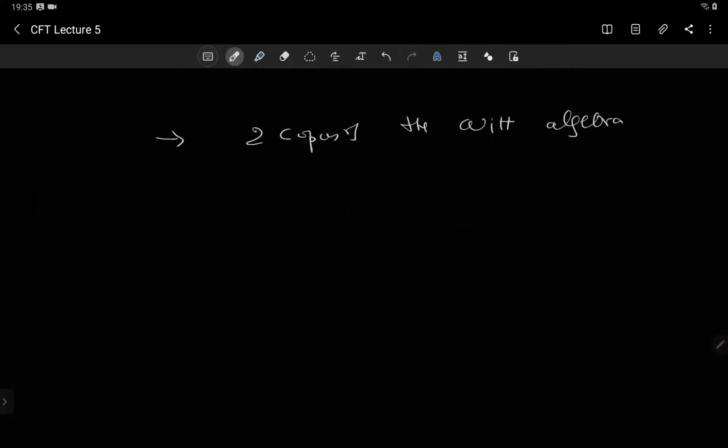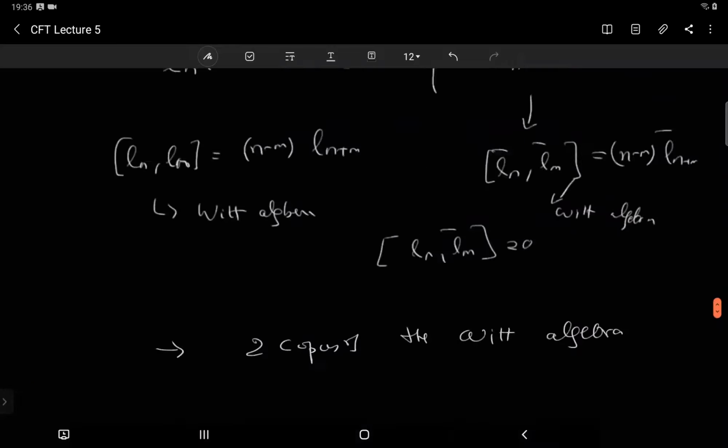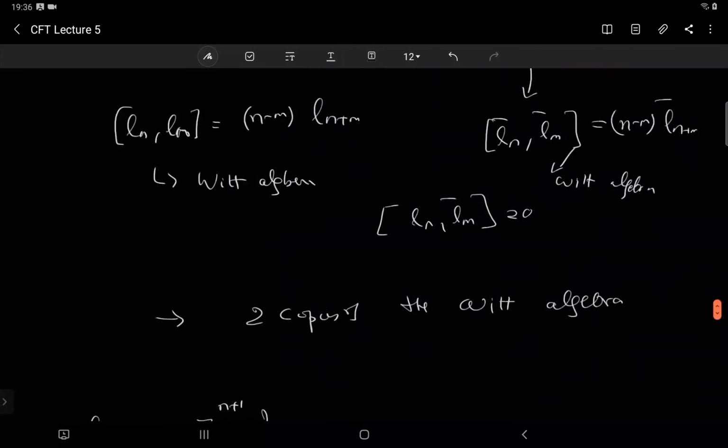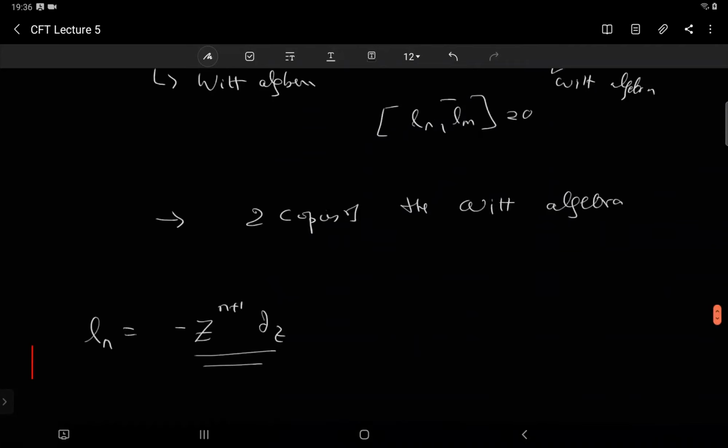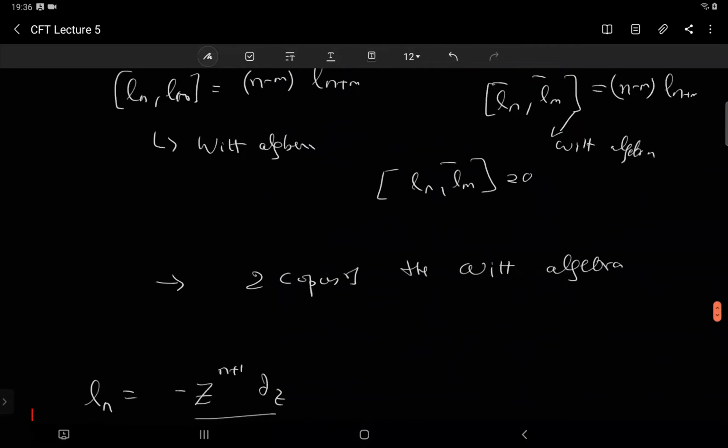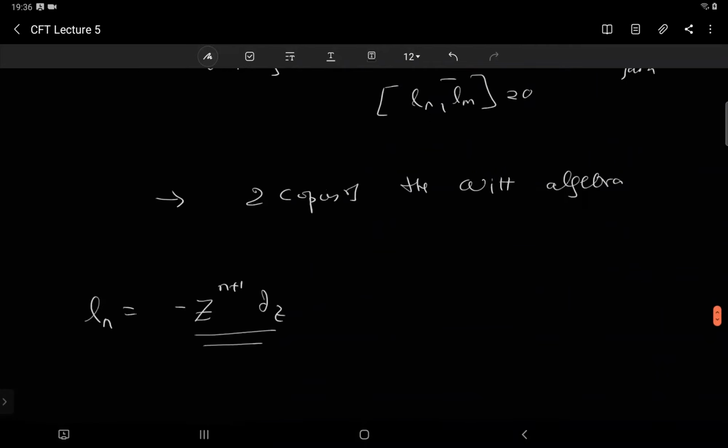We have written an infinite number of generators, z^(n+1) times del_z, but these generators are not well defined everywhere. Two copies of the Witt algebra means one set of algebra with l_n and one with l bar n, and they commute with each other.